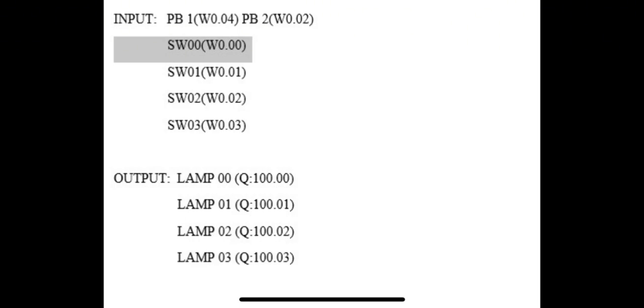And next is the output. For the output, there are 4 outputs, which are lamp 00, lamp 01, lamp 02, and lamp 03. And the output addresses for these lamps start with 100.00 for lamp 1, 100.01 for lamp 2, 100.02, and lastly for lamp 3, 100.03. So I'm going to upload these addresses in my CX program. Moving on to the next slide.